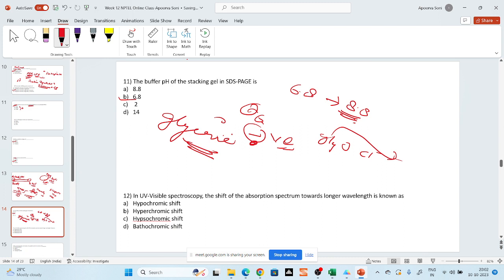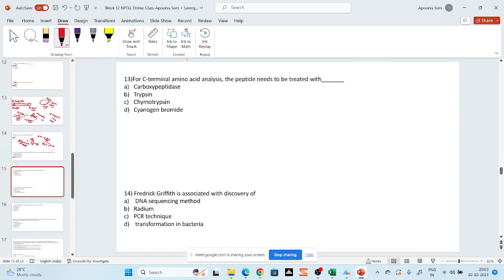Anyways, in UV visible spectroscopy, the shift of absorption spectrum towards longer wavelength is known as what? Bathochromic shift. Yes. Next question. This also we have dealt with, I think.